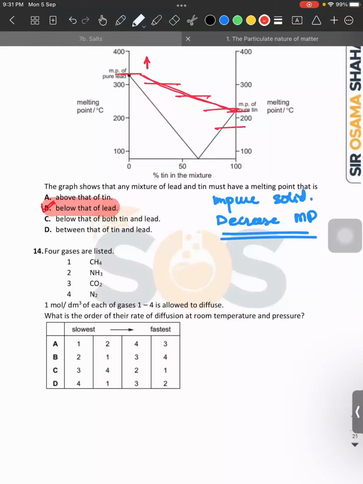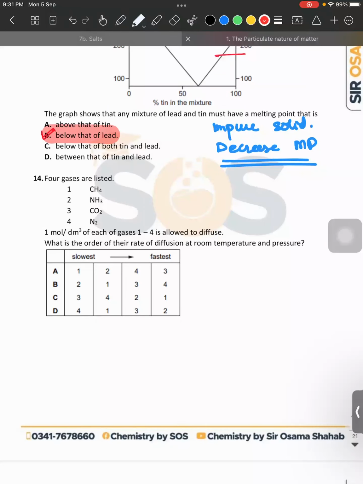ओके सर. चलें, 14th MCQ, कैन यू सॉल्व दिस? सर ए होगा ना? A होगा इसका आंसर. Let's check. If you talk about this, they are saying that the four gases are over here, and these gases are methane, its MR 16, ammonia, its MR 17, carbon dioxide 44, nitrogen it is 28. So they are asking what is the order of the rate of diffusion at room temperature?